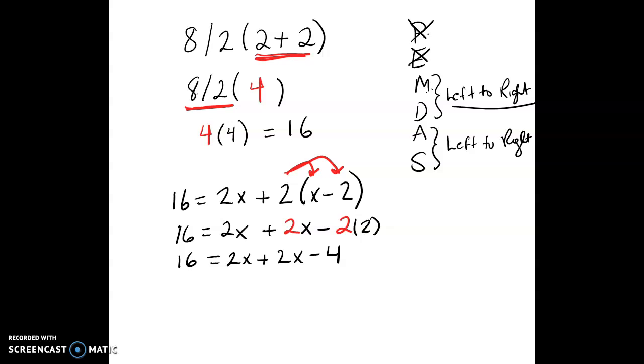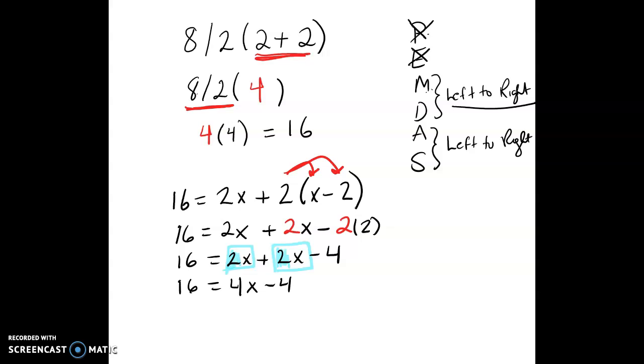Now I combine any like terms that I have, and I do have some like terms. The 2x and this 2x are like terms because they have a variable, and the exponent on the variable is the same. So I can combine the coefficients in front and then rewrite the variable. So I get 16, and this will give me 4x minus 4.